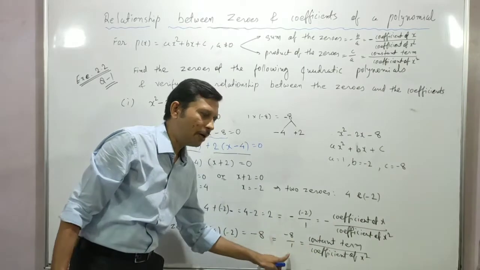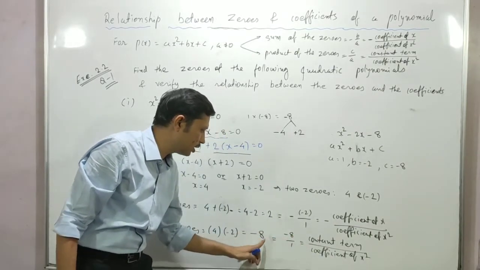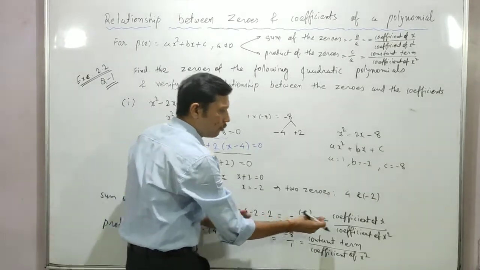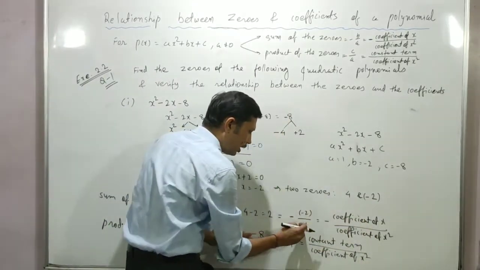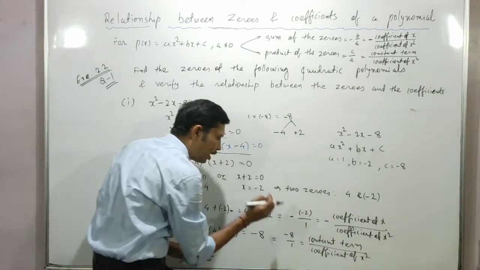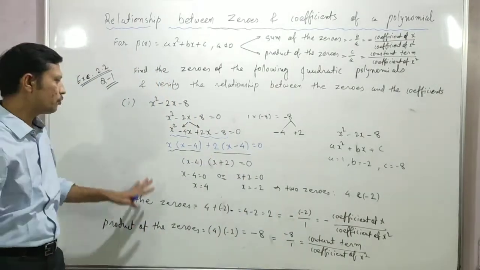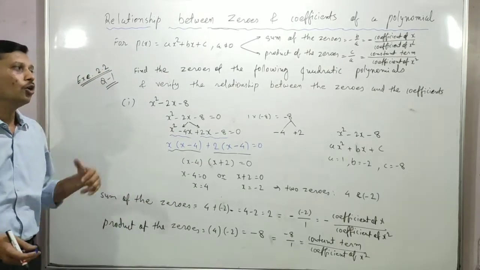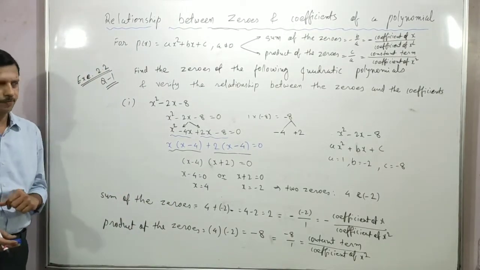And if I compare with the coefficients, that is c by a, that is again the same answer. The sum of the zeros, that is 2. When I compare with the coefficients, again I get the answer, that is minus b by a, that is 2. So this way we can verify the relation between the zeros and the coefficients of the polynomial.